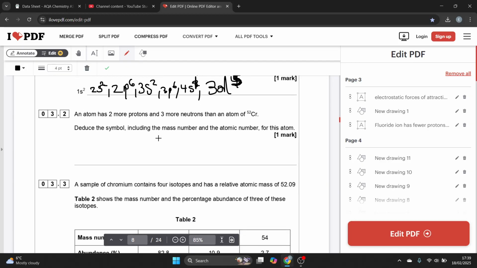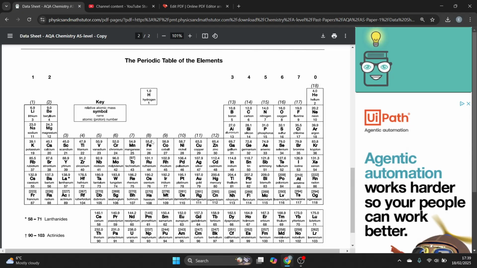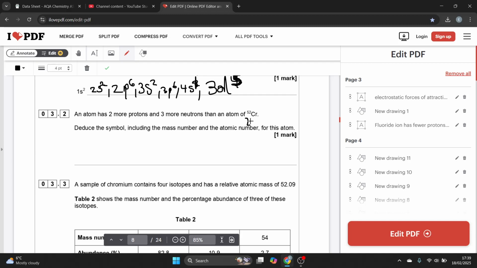An atom has 2 more protons and 3 more neutrons than an atom of 52Cr. Deduce the symbol including mass number and the atomic number for this atom. So, 2 more protons than 52Cr. Well, 52Cr has 24 protons. I'm going to write that down, 24 on the bottom. So it's going to have 26 protons, and 3 more neutrons.